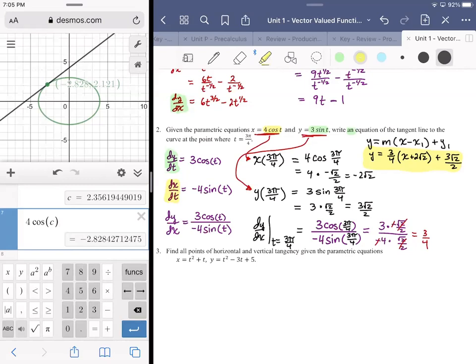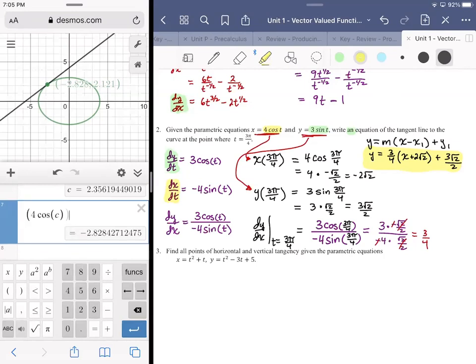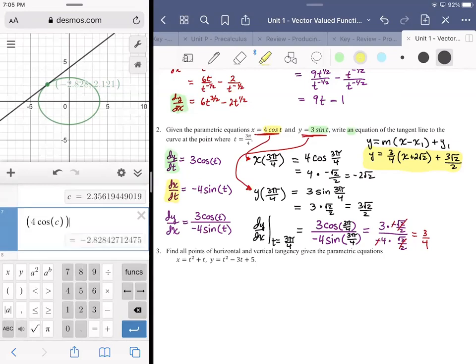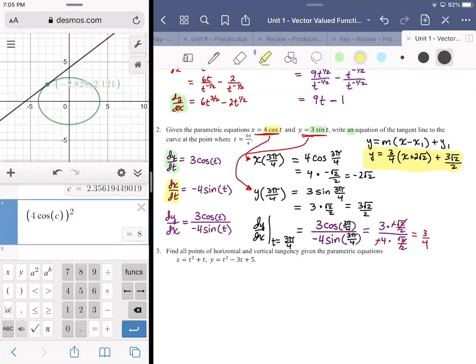And you know it's going to be a radical. You just don't know what it is, the square root of. In Desmos, you can manipulate an expression. You figure that this is going to be the square root of something, then just square it and see.